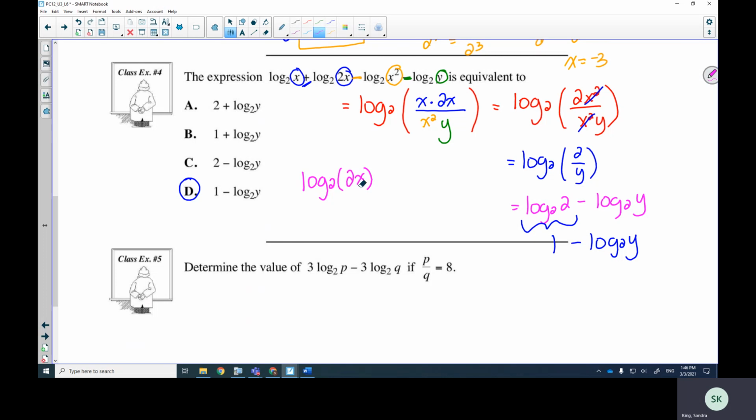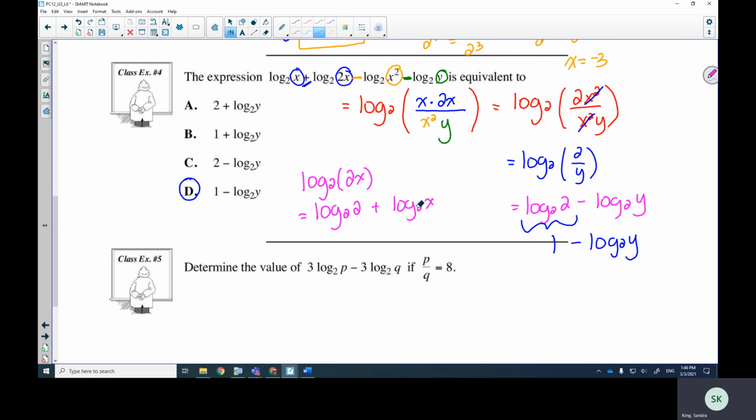This can be split apart. Do you guys know, was this the product law or the quotient law? It was the product law, right? So if you had to split this apart, what this would be equal to is log base 2 of 2 plus log base 2 of x.